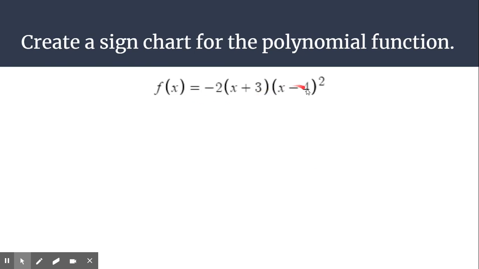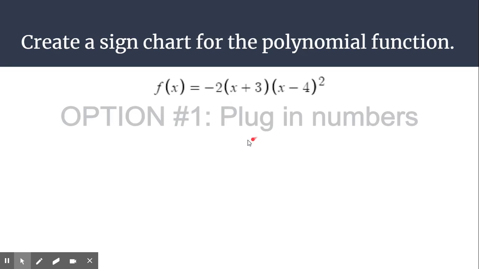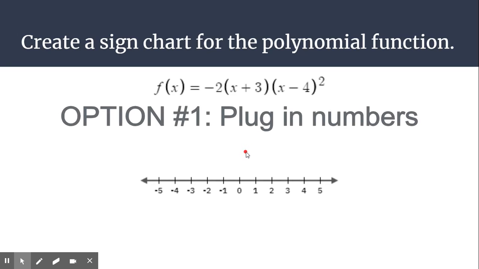So we have this function here, and we would like to create a sign chart for that. The first thing that I have to do is make my number line, and then I have to plot my x-intercepts or my zeros on the number line. This function is factored for me, so this isn't too hard to plot my zeros. I have a 0 at -3 and +4. So I'm going to plot those numbers.